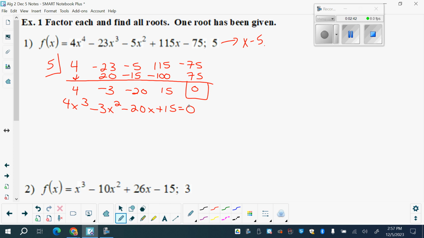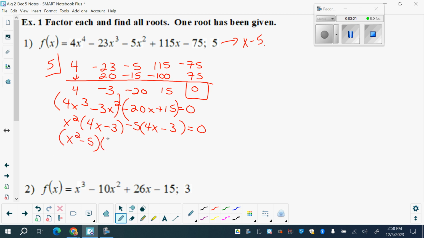Can we factor? Yeah, what kind of factoring are we going to do? Grouping, because there's 1, 2, 3, 4 terms. So what's the greatest common factor on the first one? X squared, 4x minus 3, right? And then what's the greatest common factor on the second parentheses? 5 or negative 5? Negative 5, because we want what's inside that parentheses to be the same. So that's why we made it a negative 5. And so my two factors are x squared minus 5 times 4x minus 3 is 0.